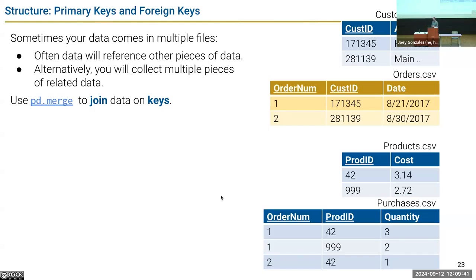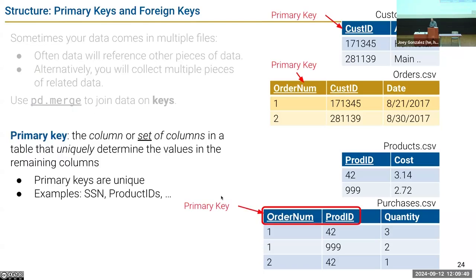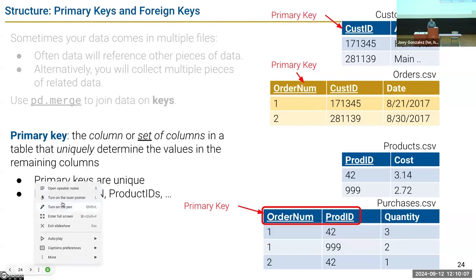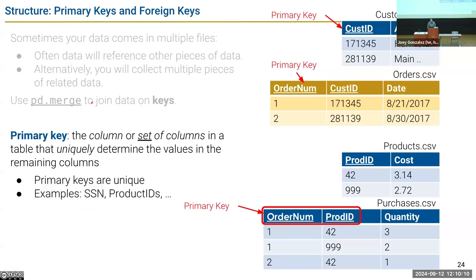Now I'm going to talk about how you use it and what you should be looking at in your data when you're thinking about using it. And to do that, we need to think about keys. So when I look at my data, I need to figure out where some part of one piece of data references another part of another piece of data. And this is done by understanding first the concept of the primary key. So the primary key is going to be the column, and this sometimes confuses people, or set of columns, so it can be more than one column, that uniquely determines the values in the remaining columns.